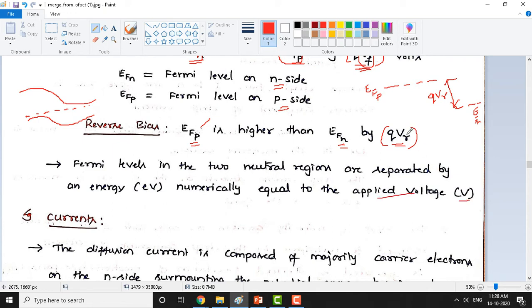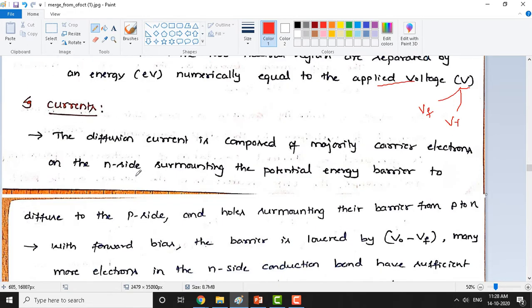This applied voltage keeps changing depending on the type of bias. So the same V that you are seeing here, we have denoted as VF for forward bias and VR for reverse bias. Now, so far we have seen the voltages. Now let us have a look at the currents.